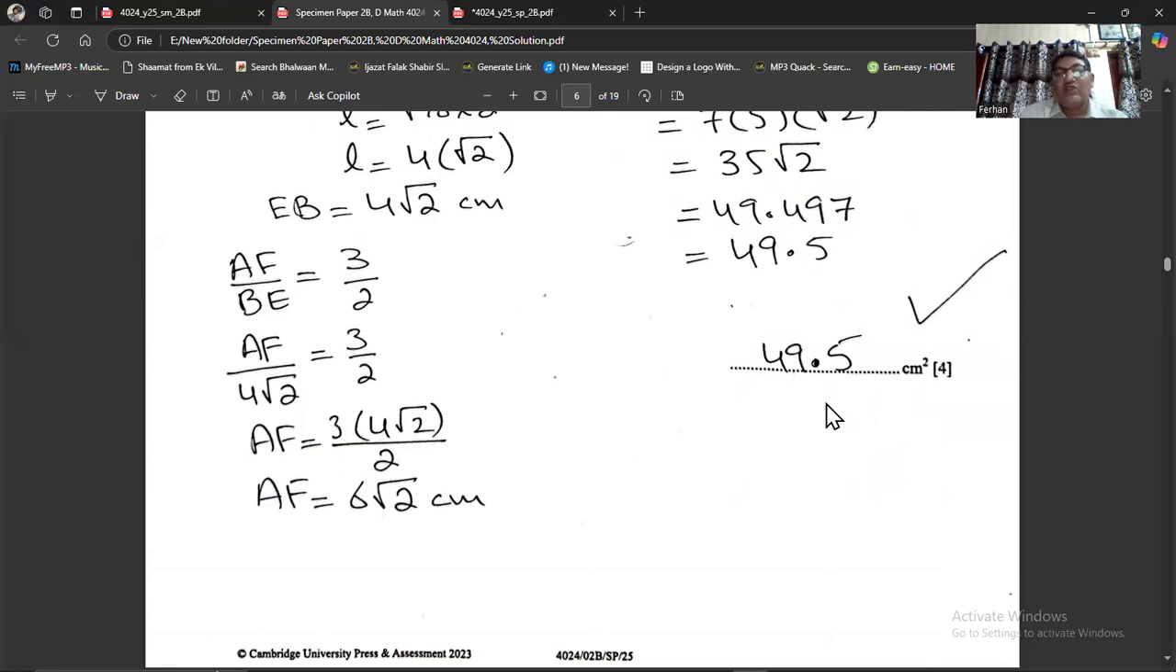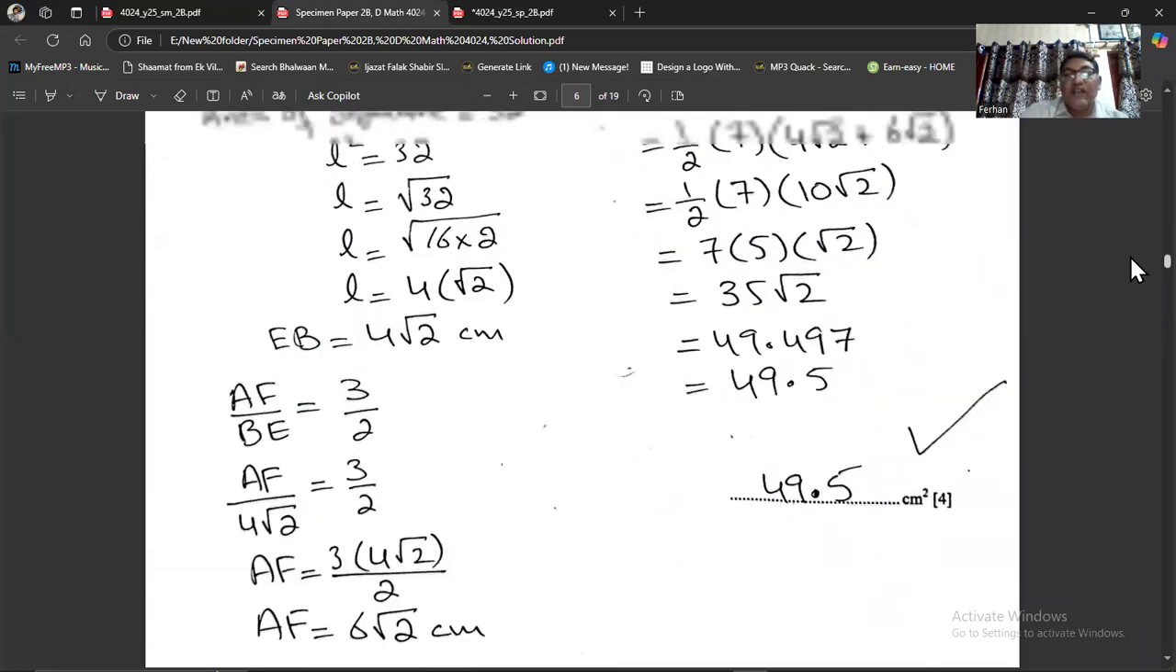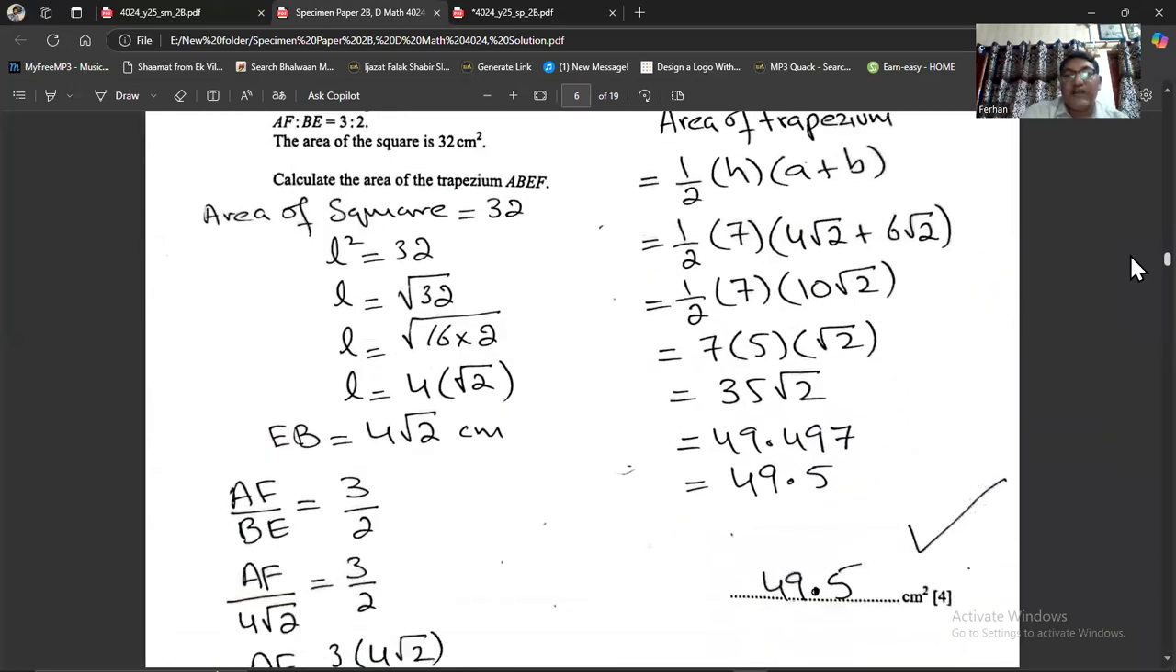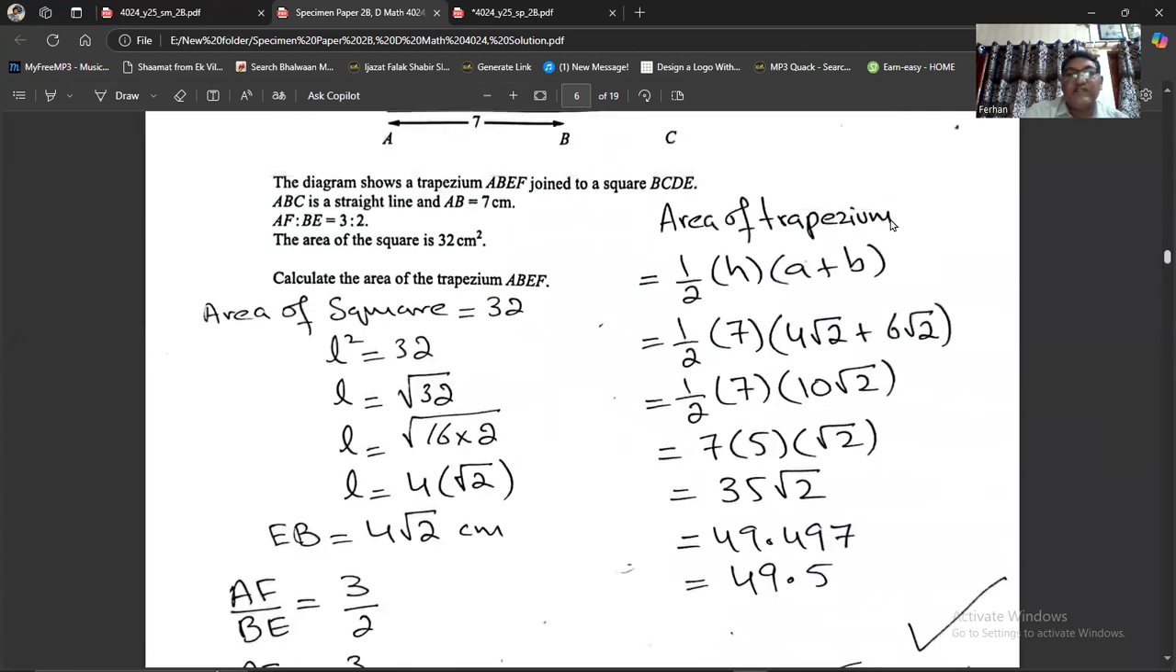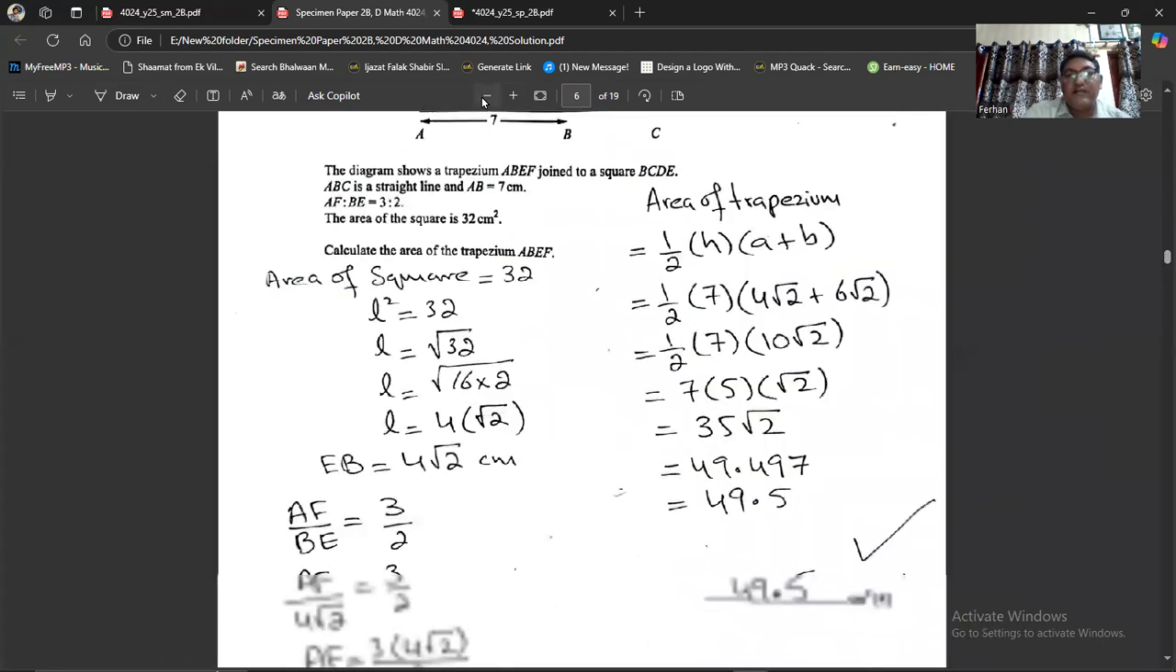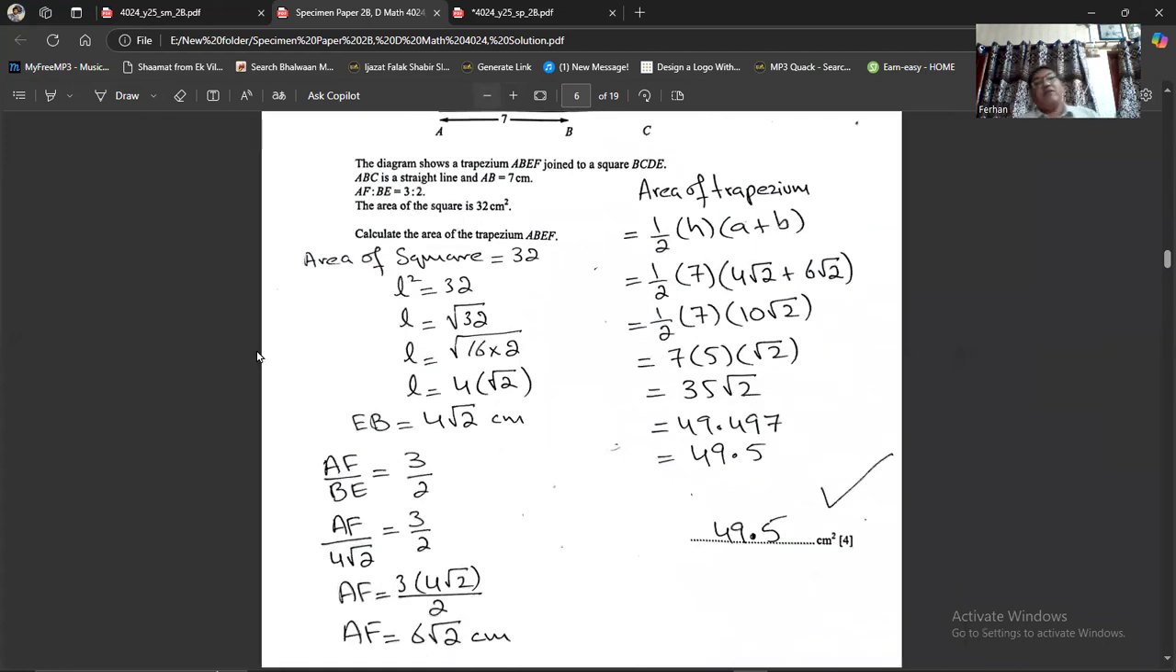So now I know the value of AF and I know the value of BE, so I can find the area of the trapezium. The area of the trapezium is 1/2 into the height into the sum of the parallel sides. 1/2, the height is 7, and the sum of the parallel sides will be 4 under root 2 plus 6 under root 2, that's 10 under root 2.